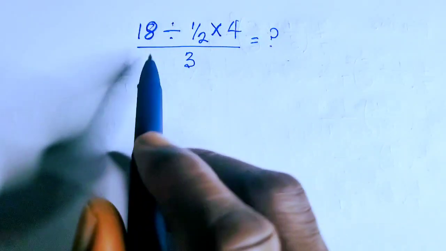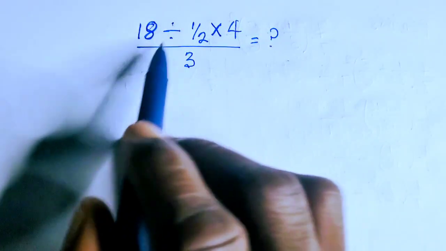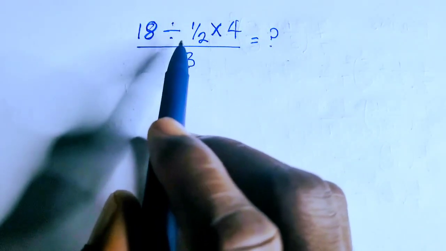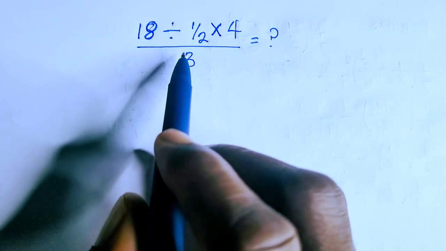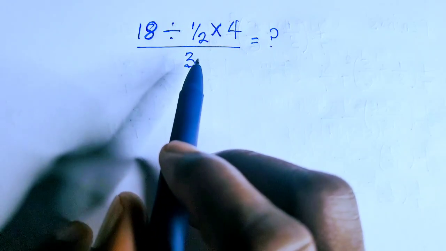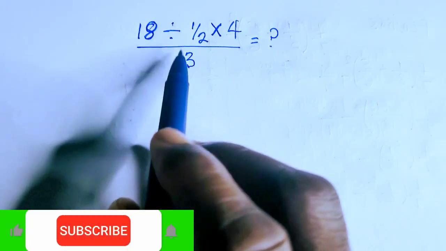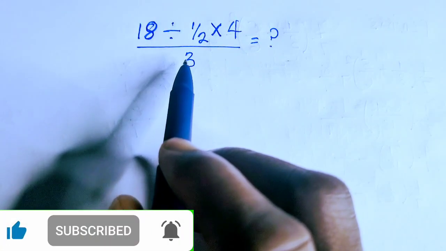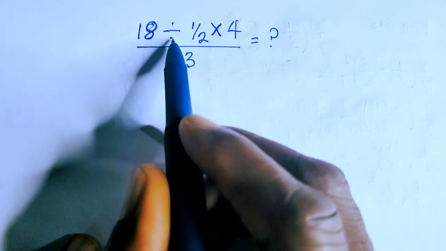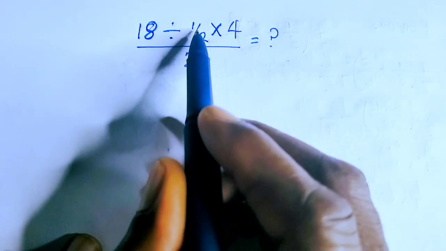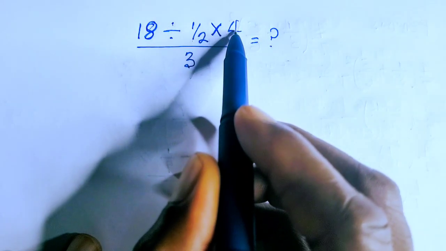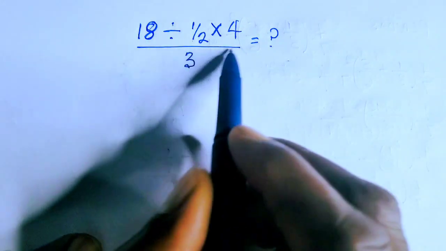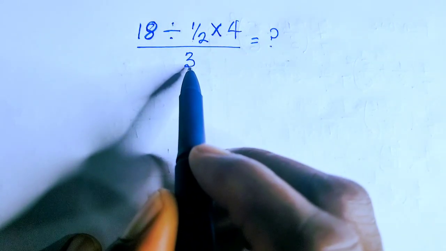In this video, we are going to consider how to simplify this algebraic expression right here. Now, the first thing you need to understand is the order of the operations it is made up of. Here we have 18 divided by 1 all over 2, multiplied by 4, then divided by 3.